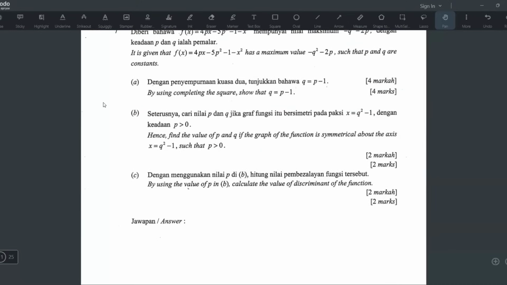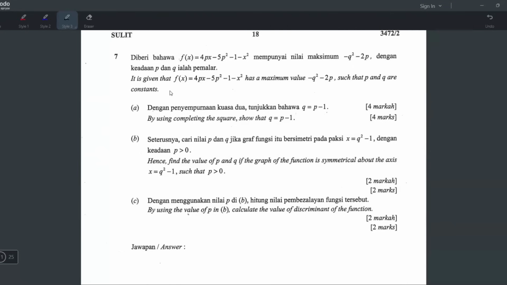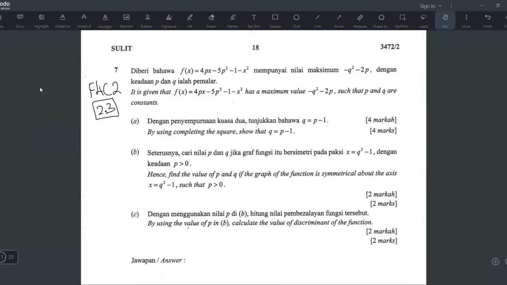Okay, I'm at question 7. What chapter is this? Okay, I see f(x), I see maximum value. I know already. Form 4, chapter 2, and it's under 2.3. This chapter is called quadratic function, and the subtopic 2.3 is also called quadratic function. In this topic you learned about the vertex form, the minimum point, maximum point, completing the square, all those things.